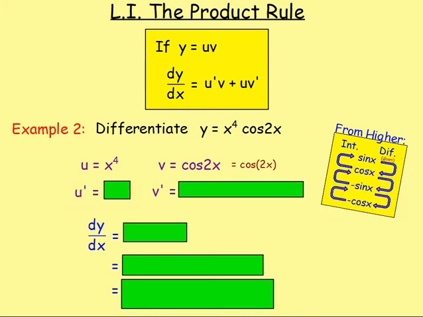So we will get u dash and v dash. So u dash, if we differentiate x to the power of 4, bring the power down, take 1 off the power, and we get 4x to the power of 3.